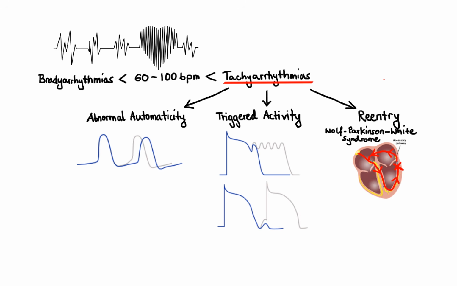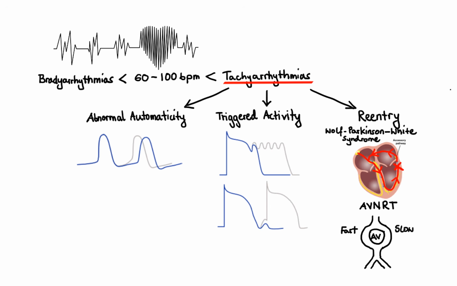Another example of reentry is atrioventricular nodal reentry tachycardia, AVNRT for short. So typically there are two anatomic pathways for carrying signal through the AV node. The first pathway is called the fast pathway because it allows fast conduction. However, it has a long refractory period, meaning it recovers slowly. On the other side, the second pathway is called the slow pathway because it only allows slow conduction. And because of that, it has a short refractory period, meaning it recovers fast.